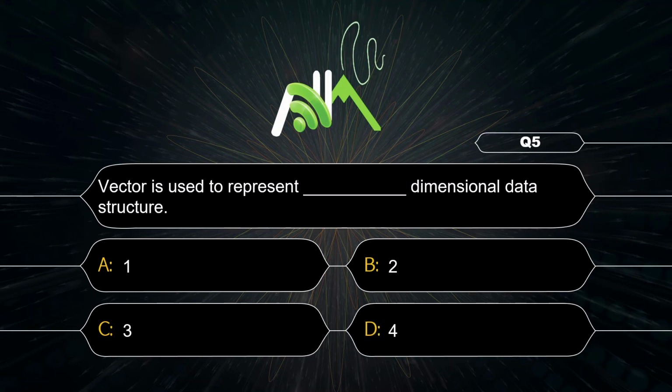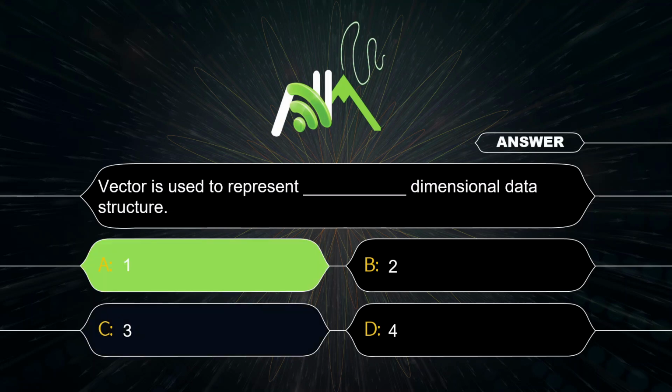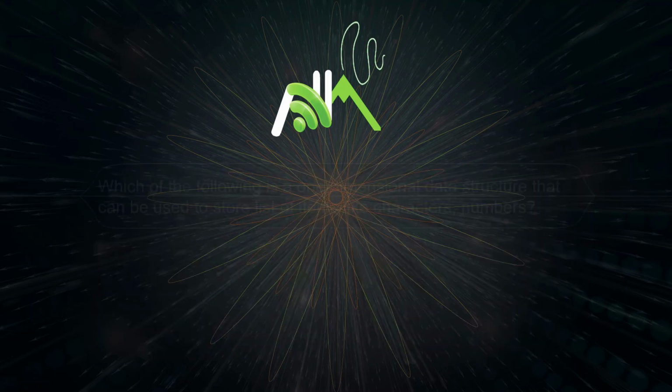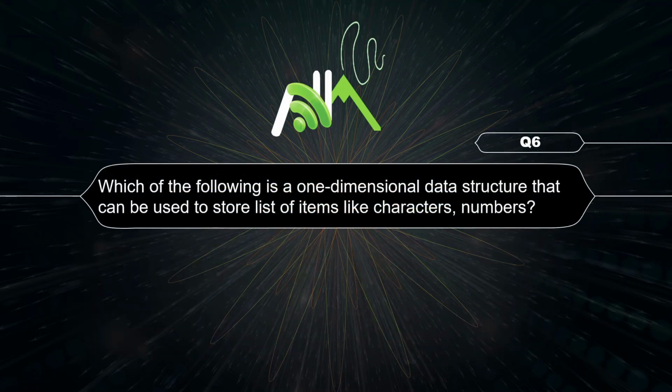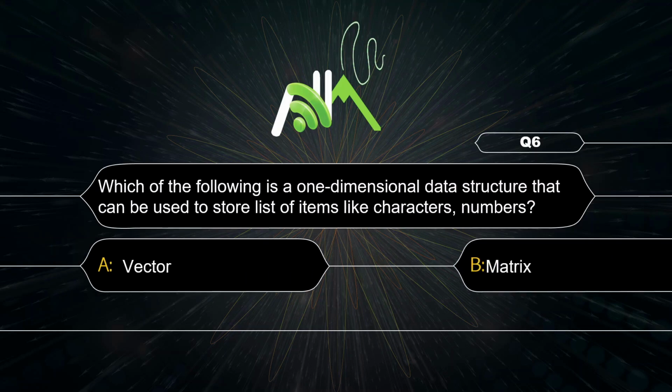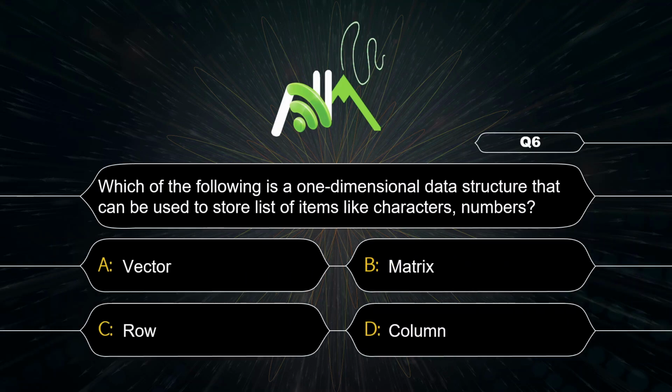Vector is used to represent which dimensional data structure? Vector is 1D. Option A, 1 is correct here. What is the name of the one-dimensional data structure that can be used to store a list of items like characters and numbers? We know vector is a one-dimensional data structure and it is used to store a list of items like characters and numbers. So correct option is A, vector.